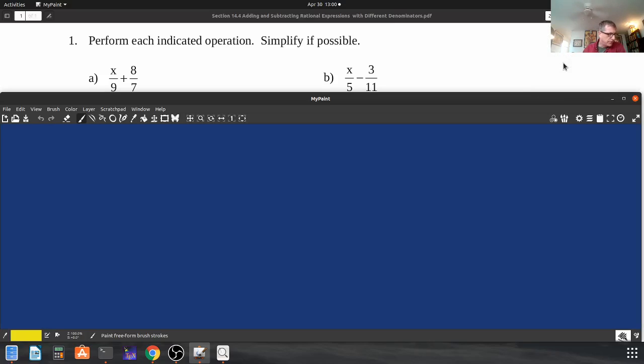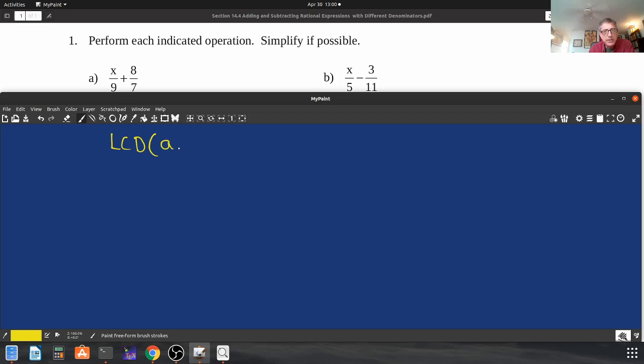Okay, we're going to start with section 14.4. It's primarily dealing with adding fractions, in particular rational expressions. So remember, when we add fractions, we always find the LCD of the denominators. So let me add just a little bit of reminder.